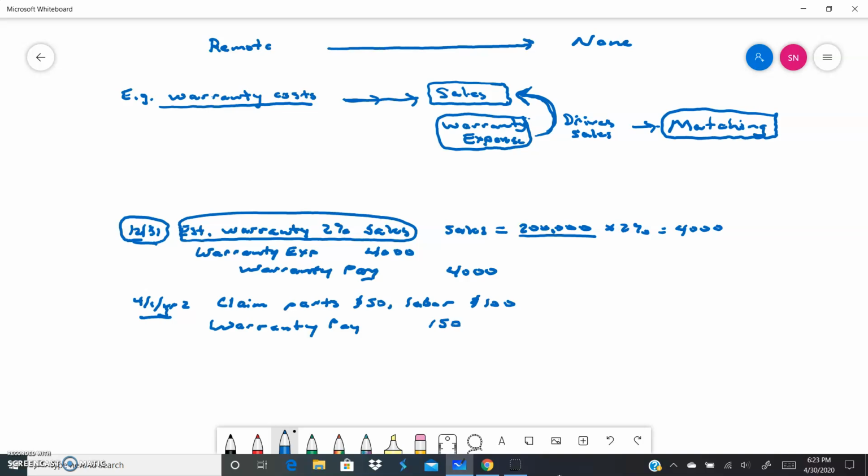We're going to credit parts or supplies for $50, and wages payable for the labor of $100. So that would be our entry when the actual repair is performed. So hopefully that makes sense in terms of why we need to match the warranty expense against sales.